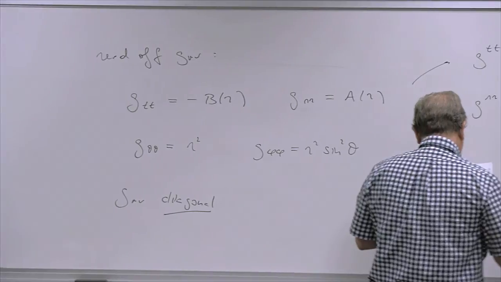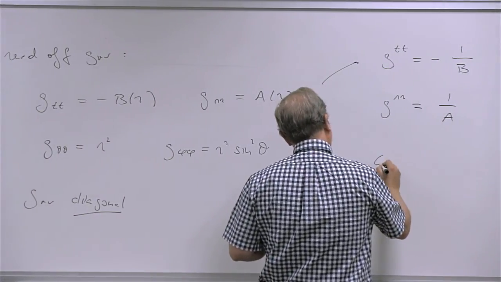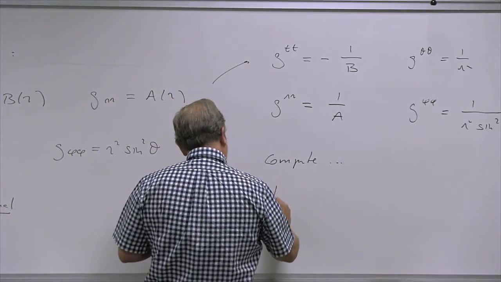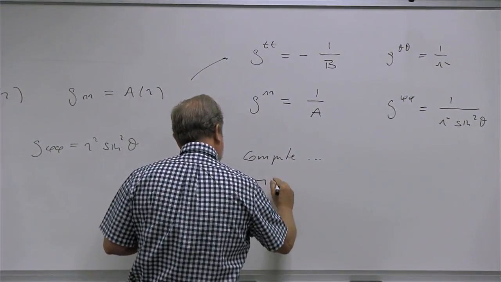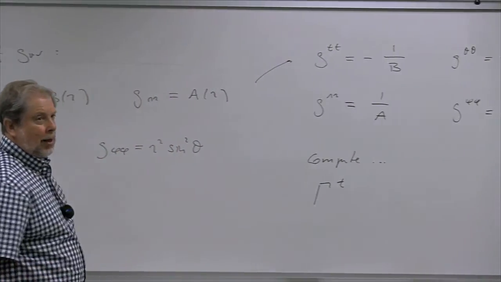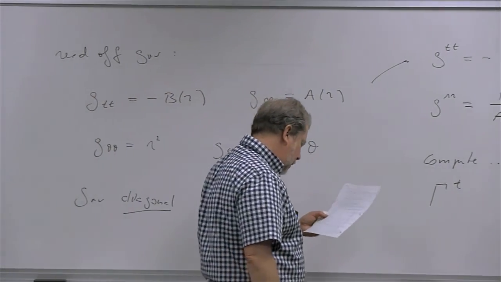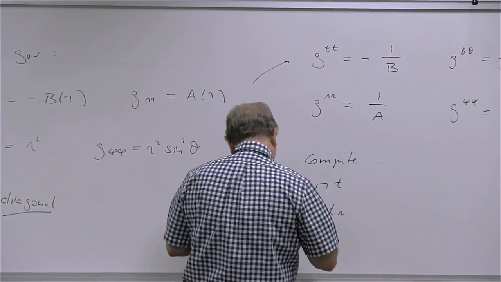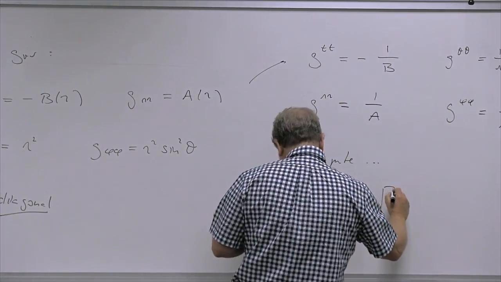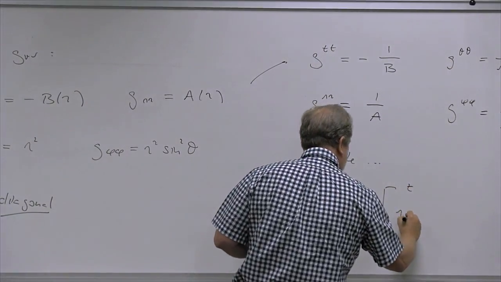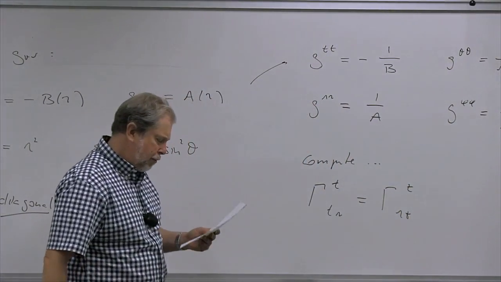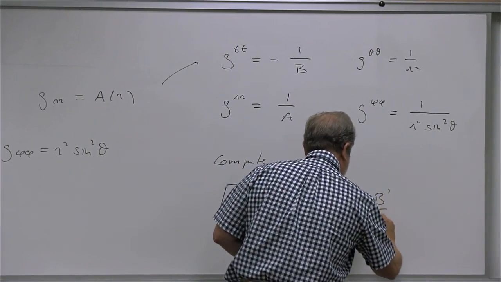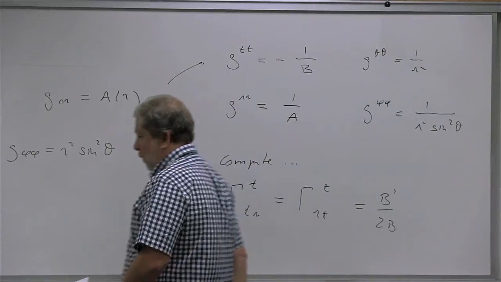And now you can start calculating, right? So, for example, gamma t. We're going to use indices that are t, r, theta, and phi. So gamma^t_tr is gamma^t_rt. Of course, the affine connection is always symmetric. And so this is equal to B prime divided by 2B. All right?